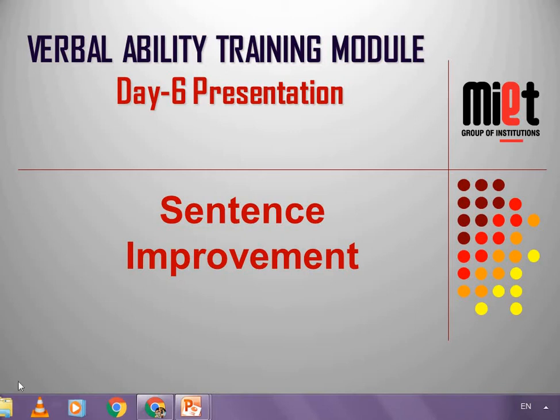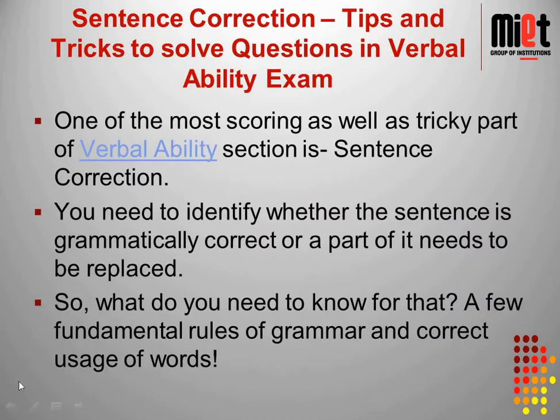So today we are going to learn about sentence improvement. So students, first of all, let us get some tips and tricks to solve questions in the verbal ability exam. It is related to sentence correction. One of the most scoring as well as tricky parts of the verbal ability section is sentence correction. You need to identify whether the sentence is grammatically correct or a part of it needs to be replaced.